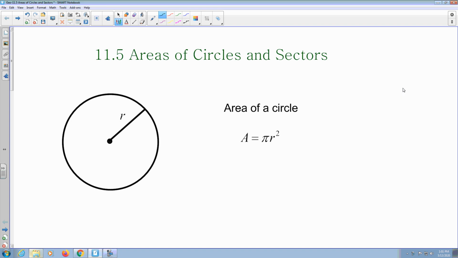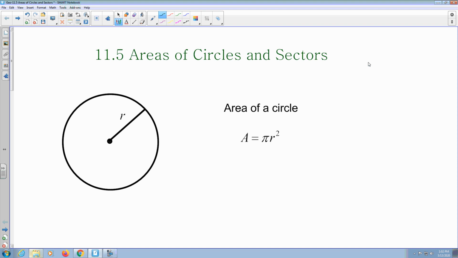All right, we're in section 11.5 where we're going to look at areas of circles and sectors. So if you recall from the previous section, we talked about circumference, and circumference had two separate formulas with respect to whatever information was given to you, whether you were given the radius or whether you were given the diameter.